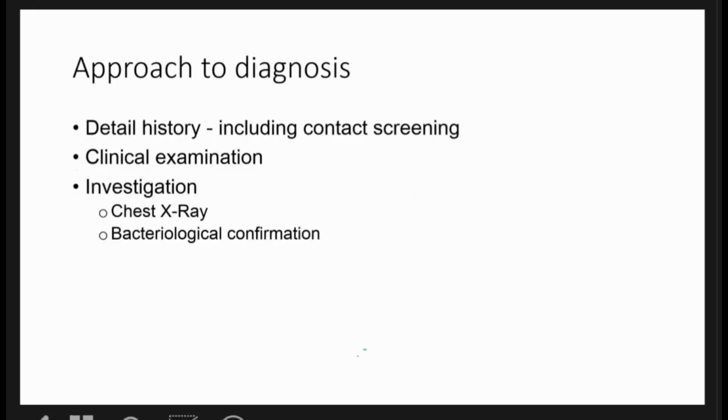As in adults, or even more than in adults, detailed history is very important in pediatric TB diagnosis, which includes contact screening and also the clinical examination and investigations. Here I have put only 2 investigations. You will understand why, because in pediatric TB diagnosis, now we are giving priority to chest X-ray as well as the bacterial confirmation. The rest of the investigations are not considered as important in pediatric TB diagnosis.